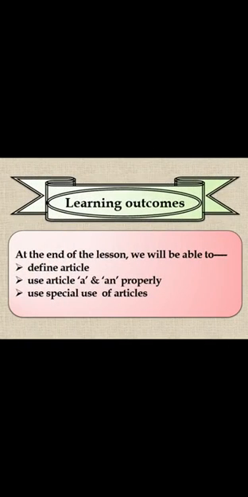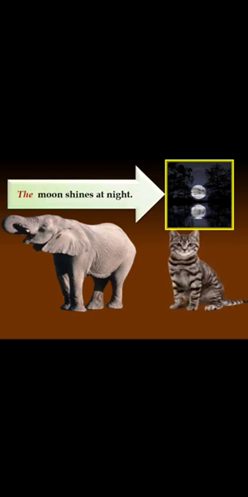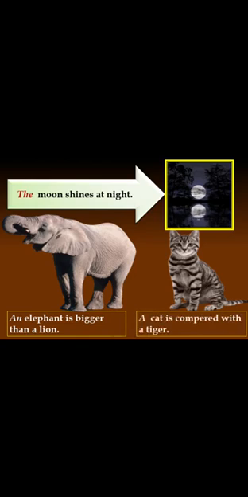So, learning outcomes. At the end of the lesson, we will be able to define articles, use articles a and an properly, and use special uses of articles. The moon shines at night. An elephant is bigger than a lion. A cat is compared with a tiger.